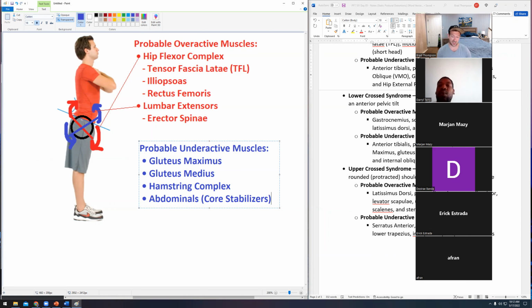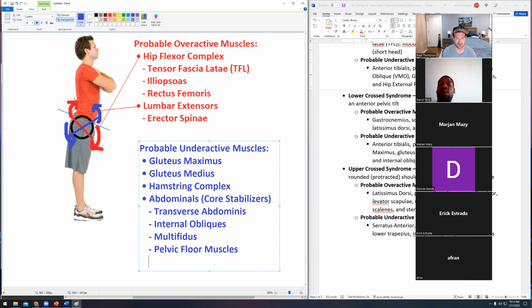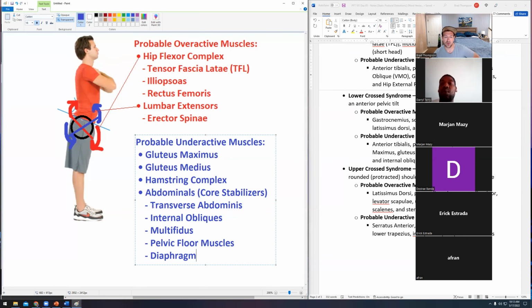So this is going to get to be a long list here: the transverse abdominis, the internal obliques, the multifidus, pelvic floor muscles, and diaphragm. Now, that's a pretty big working list. That's definitely the more advanced list. Every one of these muscles is a part of your spine that doesn't move your spine. They're the parts of your spine that are responsible for keeping your spine in alignment.